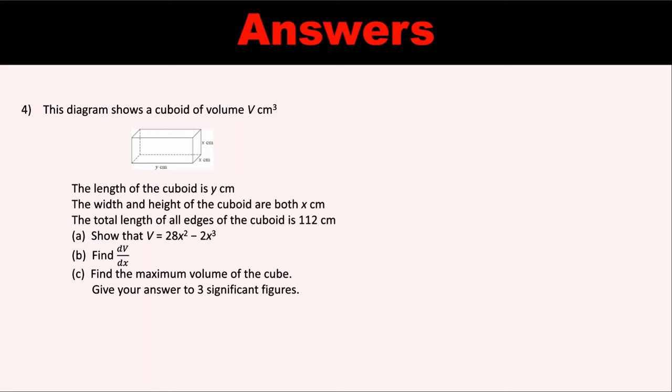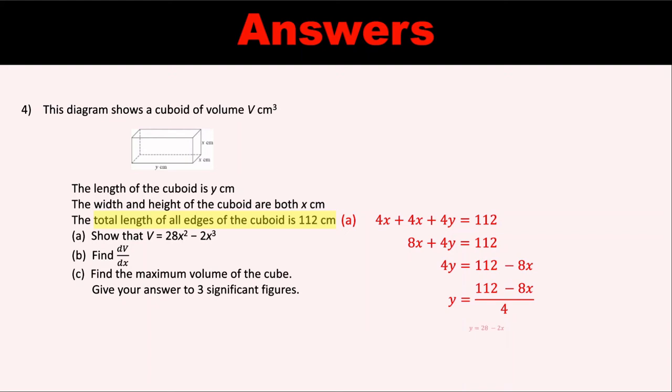You're given the information that the total of all edges is 112. So let's write that equation. If I add up all the edges, that'll be adding up the 4x edges on this side, the 4x edges on that side, and the 4y edges along the front and back of this rectangular prism. That's equal to 112. That simplifies to be 8x plus 4y equals 112. And I can rearrange that to make y the subject, and y is equal to 28 minus 2x.